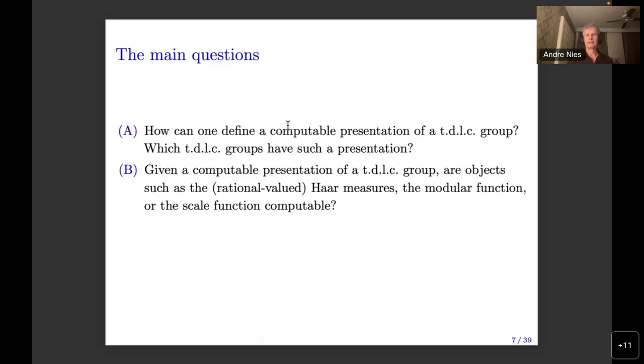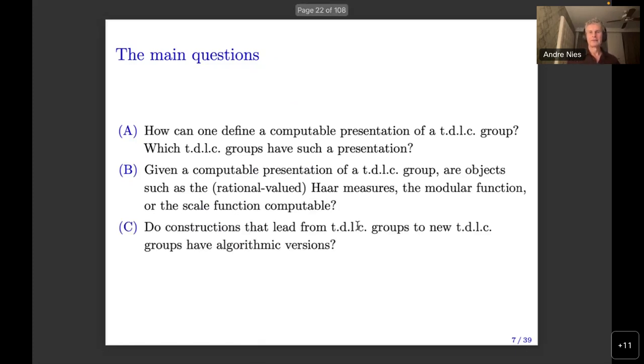Once I'm done with that, I want to ask which derived objects, like the Haar measure, modular function, and scale function, are computable. I'll tell you what this is. You probably haven't heard of that one, or at least many of you. Many constructions lead from TDLC groups to new TDLC groups. Do they have algorithmic versions? I.e., do I have nice closure properties in that class? In the 50-page paper that all this is based on, we also ask about unique presentations, but I won't have time for that.